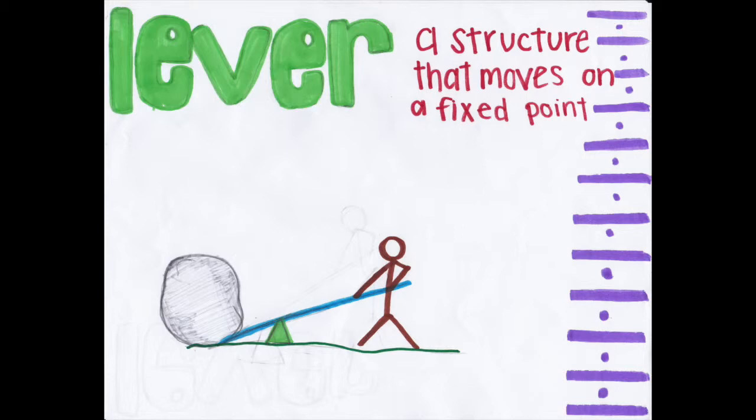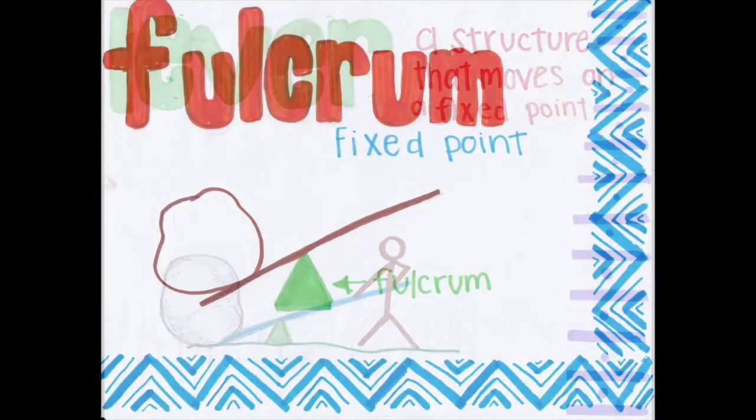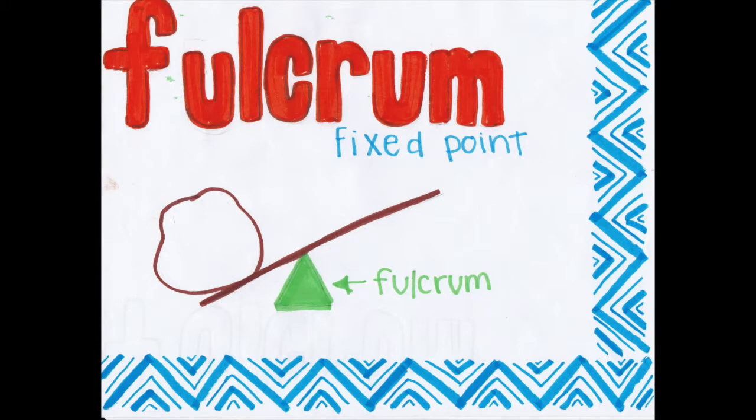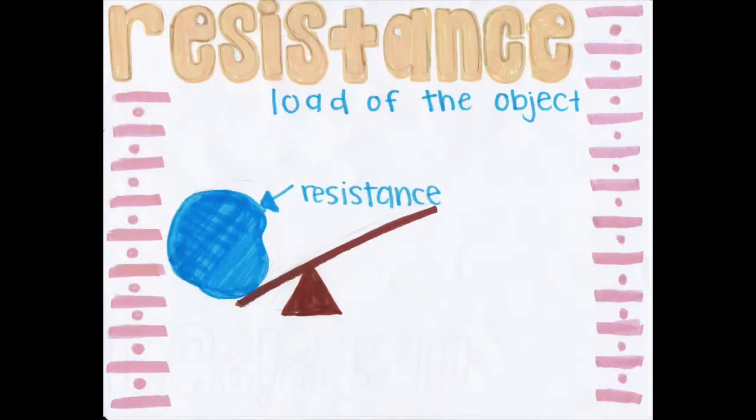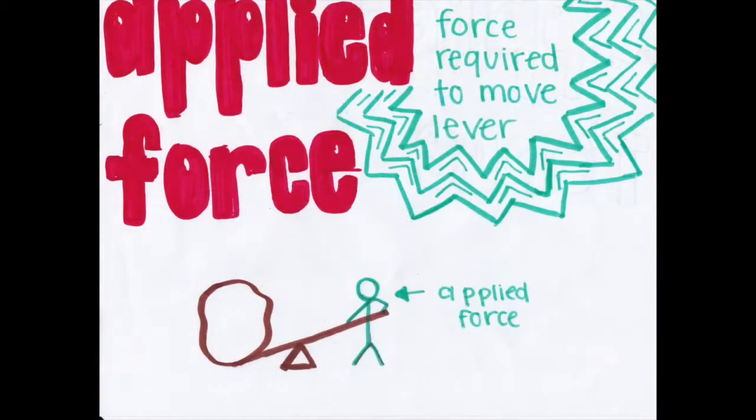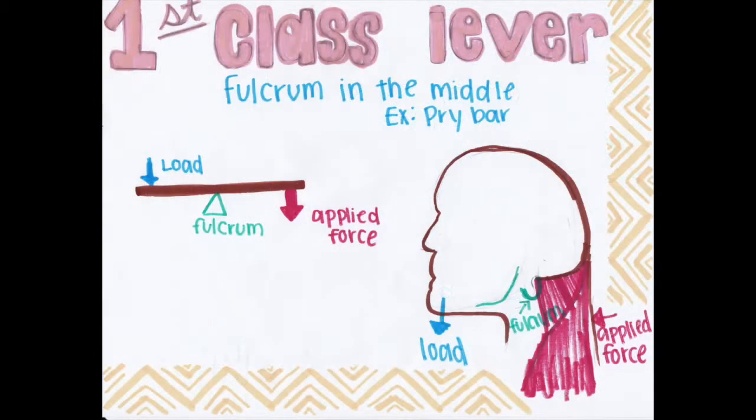Levers can change 3 things: the direction of the applied force, the distance and speed produced, and the effectiveness of the strength. A fulcrum is the fixed point around which a lever rotates. In the body, every joint is a fulcrum. The resistance of the object is the load. In the body, the load can vary from the whole body weight to the weight of the object in a hand. Applied force is the force required to move the lever. There are 3 different types of levers found in the body.